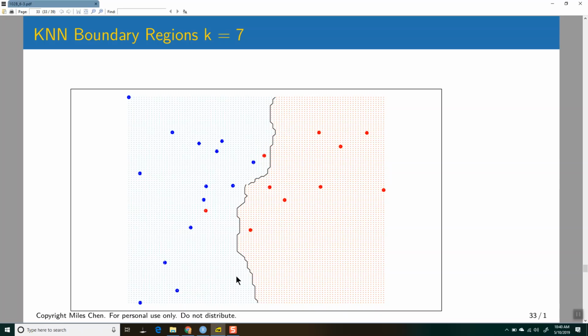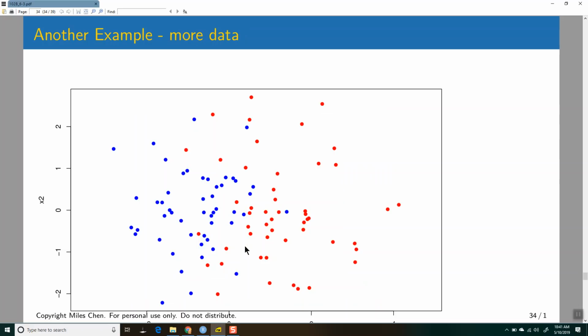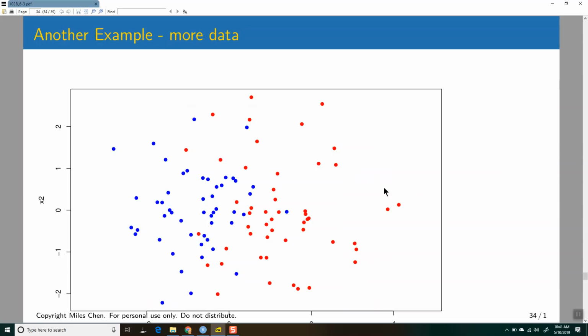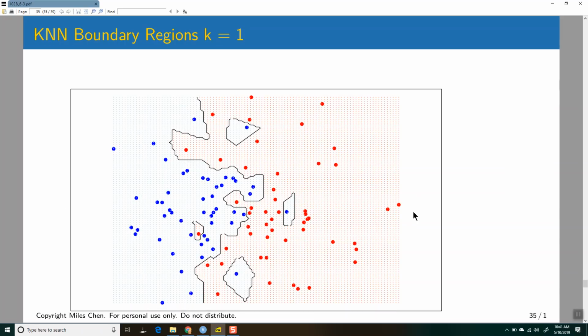And with 7, I don't know if this is any smoother than what was earlier, but this is the boundary region for 7. Okay, and I didn't go much higher, but here I just added more data, because over here we don't have a ton of points. So here I've made more data. And so we'll do k equals 1, and with k equals 1, we see these enclaves forming.